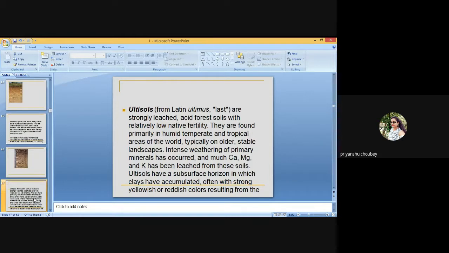Ultisol, it's a Latin word ultimus, meaning last. Base-poor soils in humid tropical climate, high rainfall and temperate, with an argillic or kandic horizon, with a low base saturation of less than 35%.